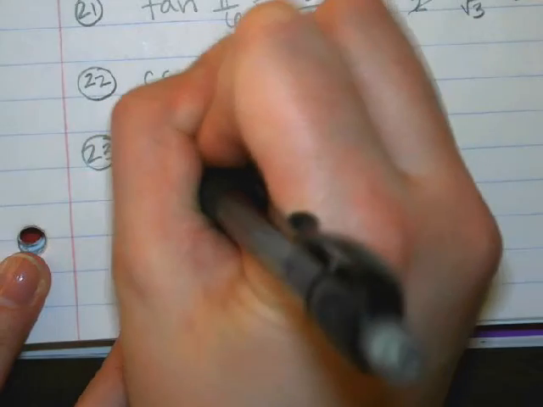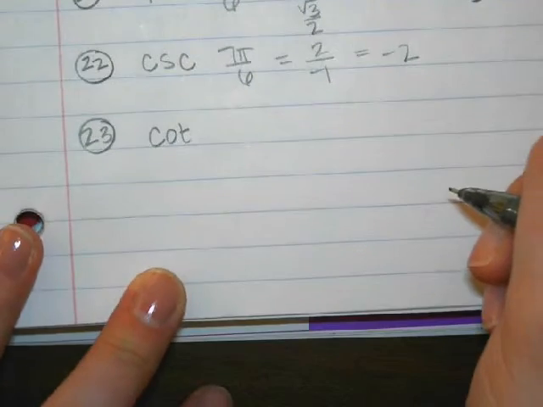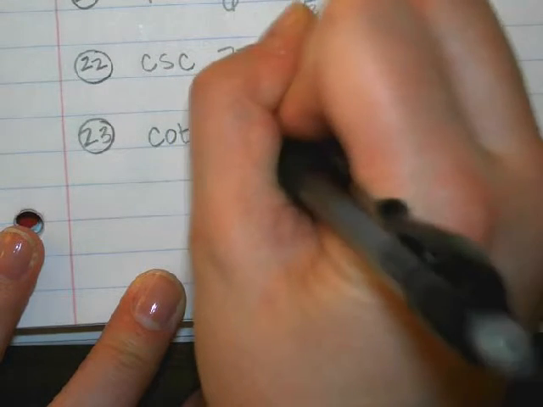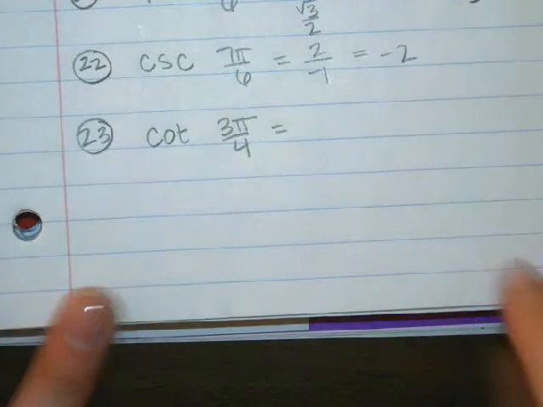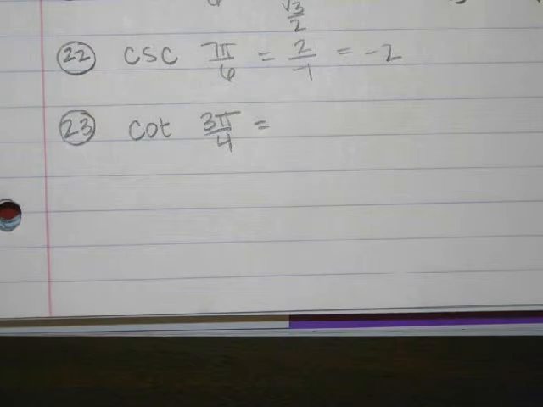23 is cotangent. Cotangent of 3 pi fourths. Very close. You didn't show some of your work and it threw me off, but you're very close.